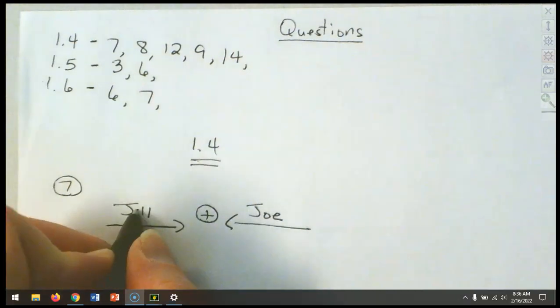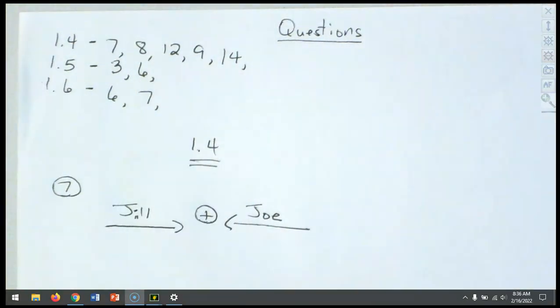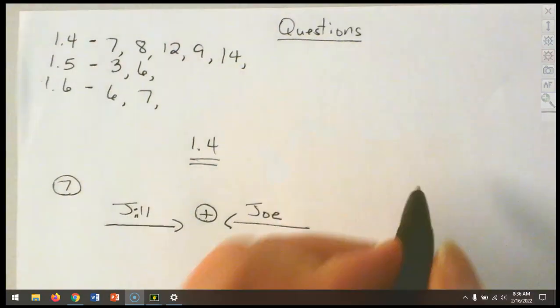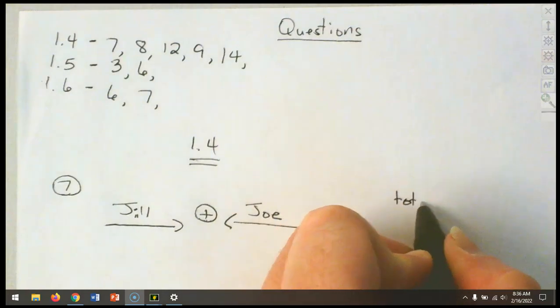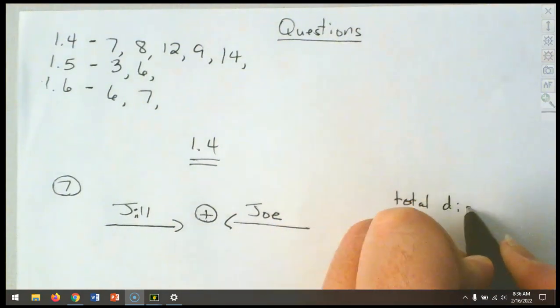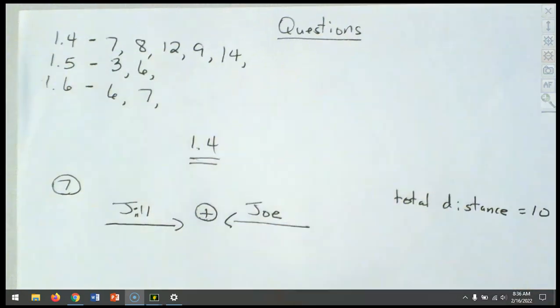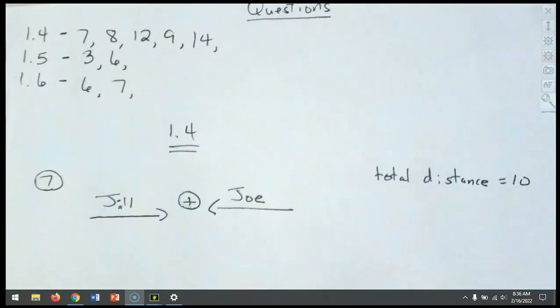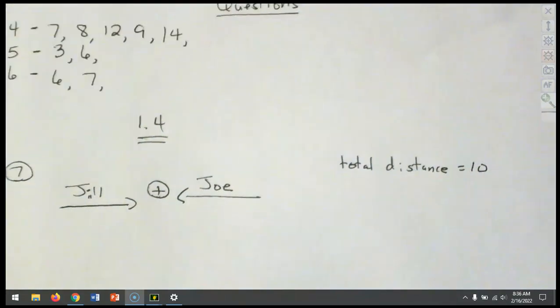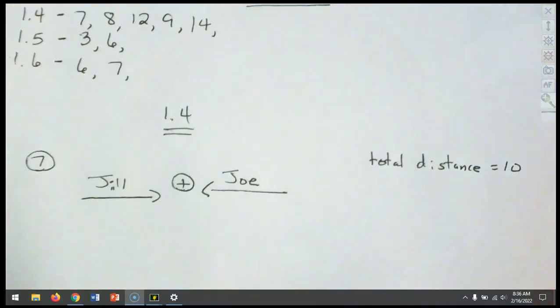So what do we know? Jill is 10 kilometers away from Joe. We'll deal with that later on because that's our total distance. Okay, so that total distance is 10. We can write it out now if you want, but we won't use it until later. So if you want to go ahead and write it down and keep track of it, that's fine. But we won't deal with that total distance until later.